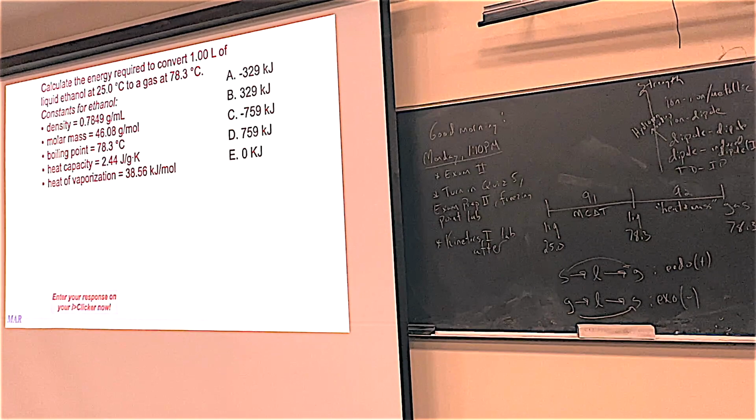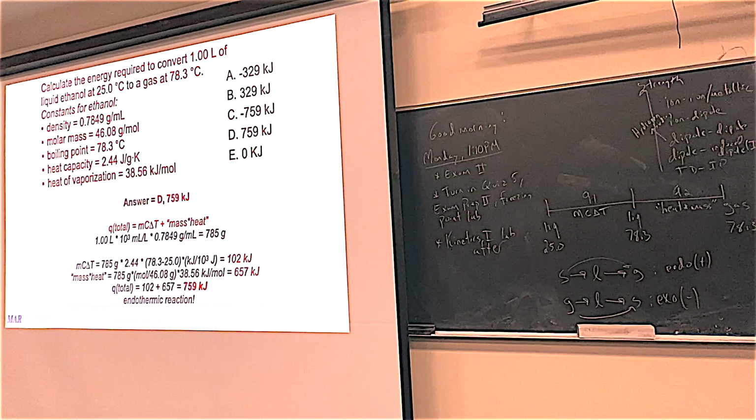But then at 78.3, which is the boiling point, that's when the liquid turns into a gas. That's a separate calculation, which I'll call Q2. It's the mass times heat. Heat is all over the place. This is the heat right here, heat of vaporization. Sometimes it's heat of sublimation, condensation, whatever, it's heat of something, all right? And the units of the heats are all over the place too. This one's in kilojoules per mole, so you're going to have to turn your grams into moles. So you're going to have Q1 here and Q2 here. You want to add them up together. And if you get answer D, 759 kilojoules, right on.